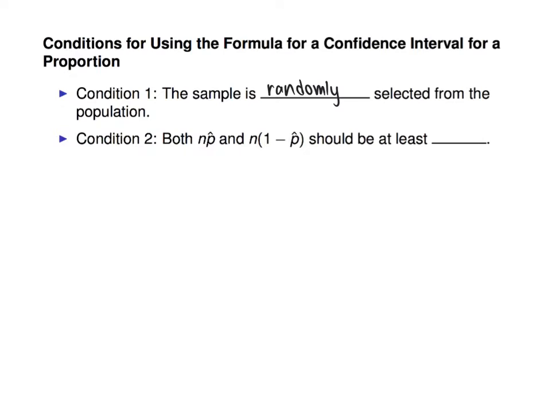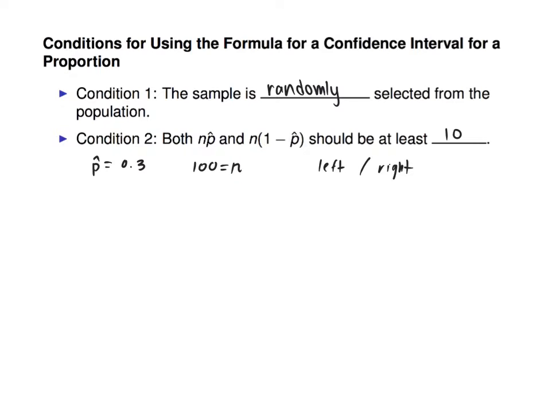And then the other condition is both n times p hat and n times 1 minus p hat should be at least 10. What this number is telling you is the proportion of people that you have with each trait. So p hat is like a percent, like 10% or 5%. N is your sample size. You take your sample size times your proportion, it tells you how many people had that trait. For example, suppose p hat was equal to 0.3 and n was 100, and we were talking about left-handed people and right-handed people. Can you reverse engineer how many lefties are in my group?